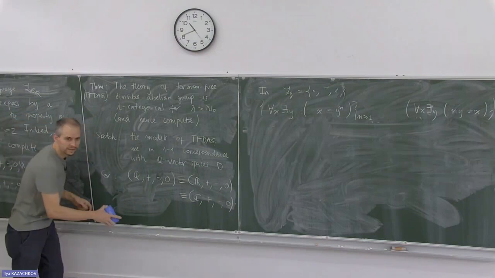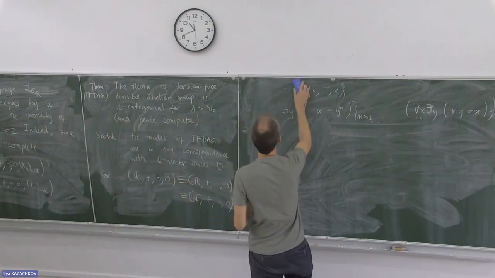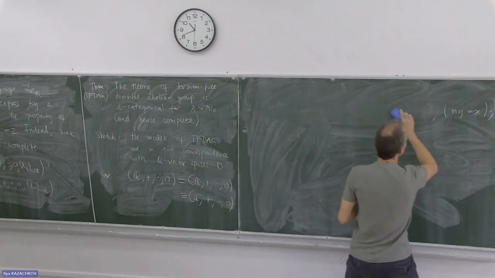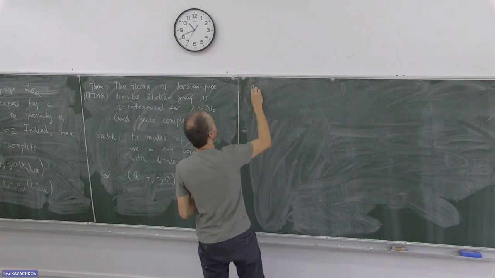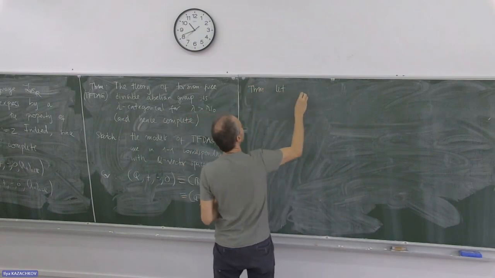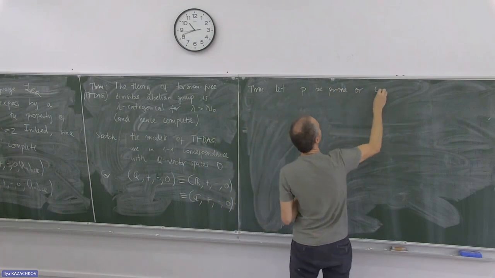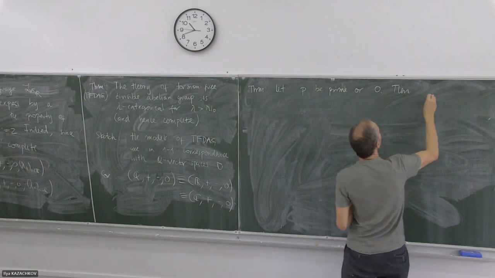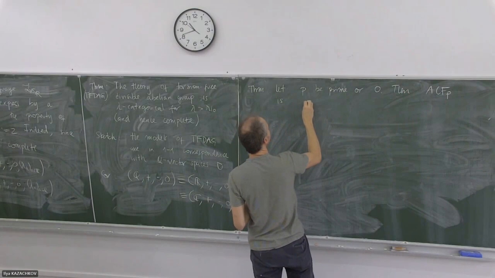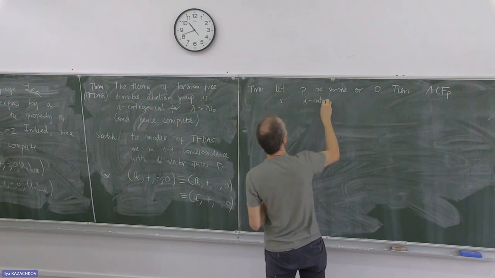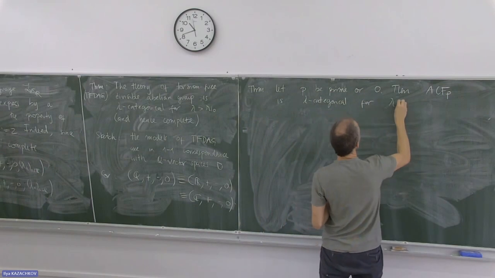Now let me give you a nicer theorem. Theorem. Let P be prime or zero. Then the theory of algebraically closed fields of characteristic P is also lambda categorical for lambda bigger than aleph zero.